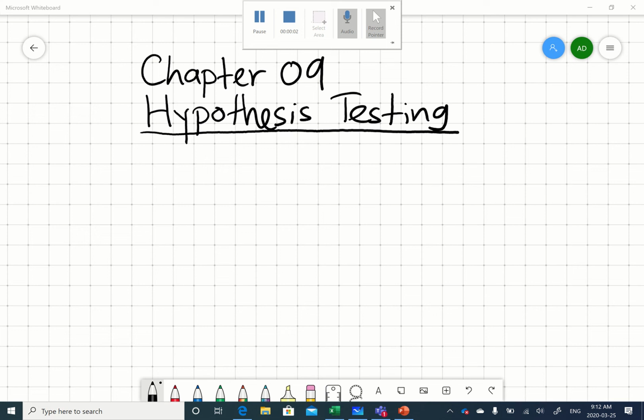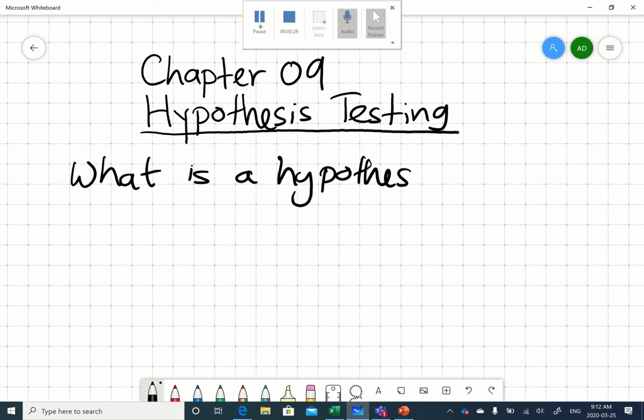All right, so chapter 9, we are going to talk about another very commonly used statistical analysis method called hypothesis testing. Just to give you a brief idea about what this test is about, let's first talk about what is a hypothesis. In statistics, a hypothesis is a statement, a concern, a claim about a parameter.